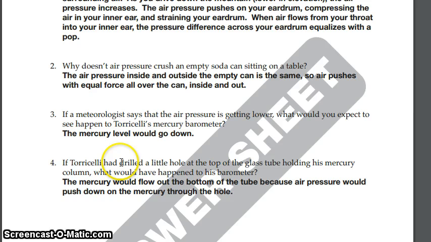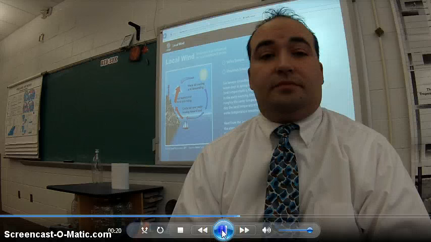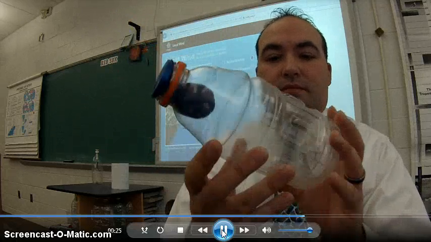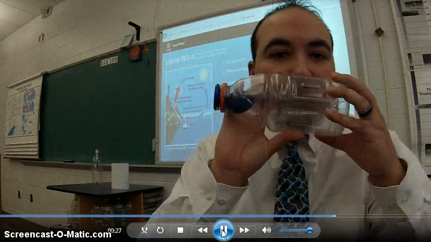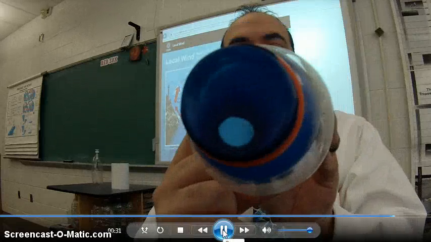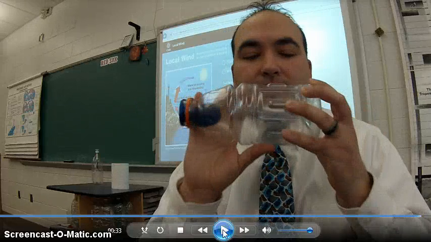If Torricelli had drilled a hole at the top of his glass barometer, holding in the mercury column, what would have happened to the barometer? The mercury would flow out the bottom because the air pressure would be pushing down on the mercury through the hole. Okay, in a similar way, if we drilled a hole in Torricelli's barometer, the hole would allow for the mercury to get pushed down.